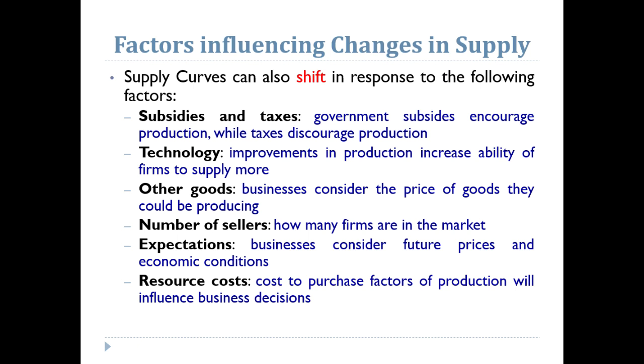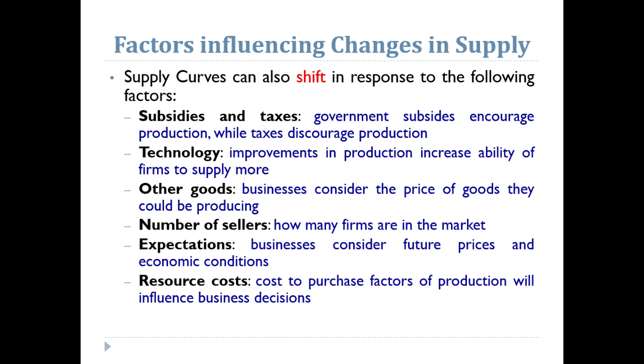Number of sellers, so that is another factor which influences the supply, right? So when there is more number of sellers of a product, when we take the market as a whole, what will happen? Supply will be more, right? Then expectation, business considers future prices and economic condition, that is future expectations, what will happen in the coming future. So sometimes, if the business organization is expecting an increase in the price in the coming future, they might hold the product, right? So future expectation is another factor which influences supply.